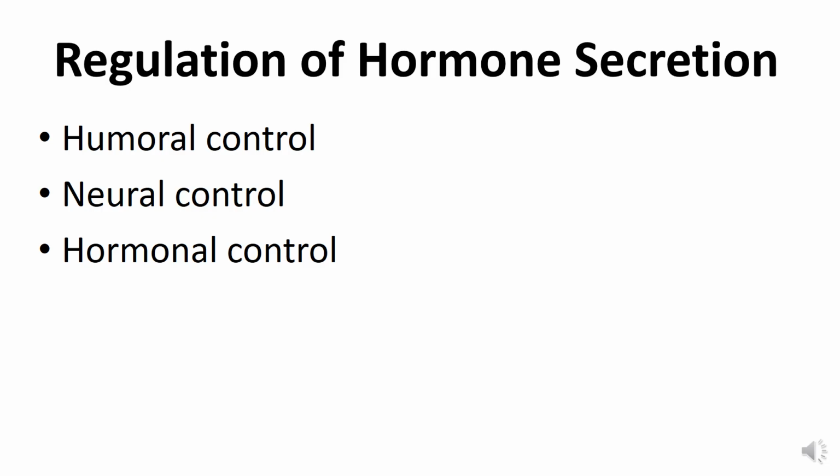Another important mechanism is neural control. Here, the nervous system directly stimulates hormone release. This allows the body to respond quickly during stress or emergencies. A classic example is the adrenal medulla. During fear or danger, nerve signals trigger the release of epinephrine and norepinephrine. These hormones increase heart rate, blood pressure, and energy availability. This is the famous fight or flight response.